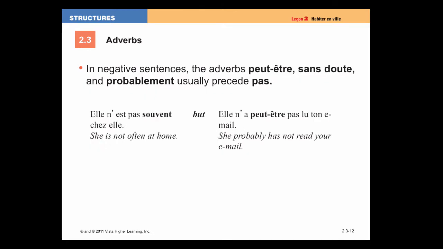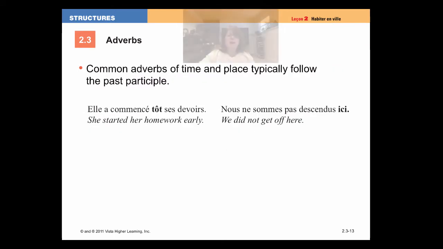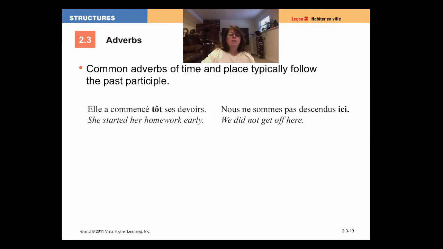In negative sentences, the adverbs peut-être, sans doute, and probablement usually precede pas. So we have elle n'a peut-être pas lu ton email. She probably did not read your email. There it came before pas. But they give you the first example. They give you elle n'est pas souvent chez elle. She's not often at home. Souvent is after. So in a negative sentence, usually the adverbs peut-être, sans doute, probablement are going to precede pas, but the others will come after.